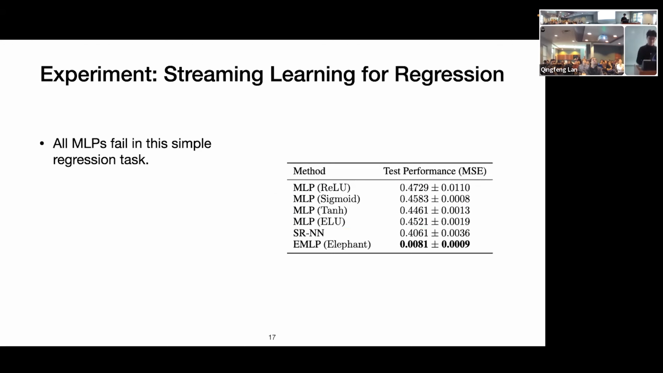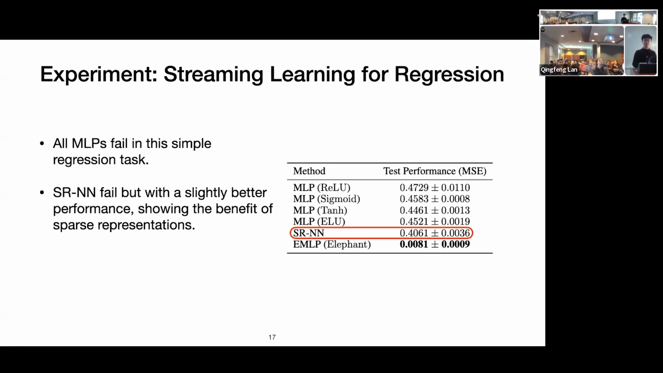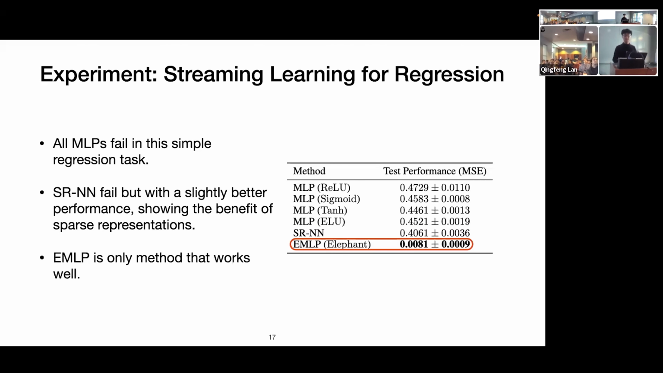So next is the sparse representation network. We can see that this error is slightly lower than the error of MLP, which shows that indeed we can reduce forgetting with sparse representation. However, this error is still too large, which means that it's not enough to reduce forgetting with just sparse representations. And finally is our method, which has a very low mean square error, which shows that EMLP is the only method that works well in this setting.